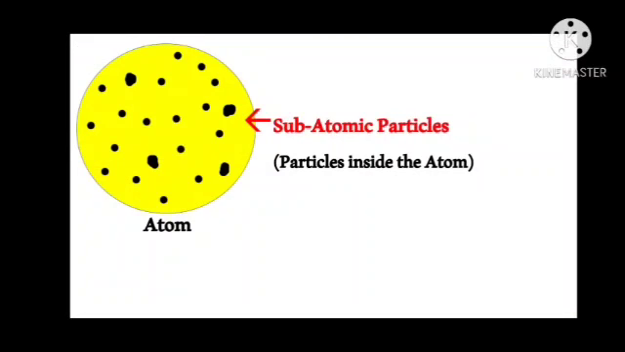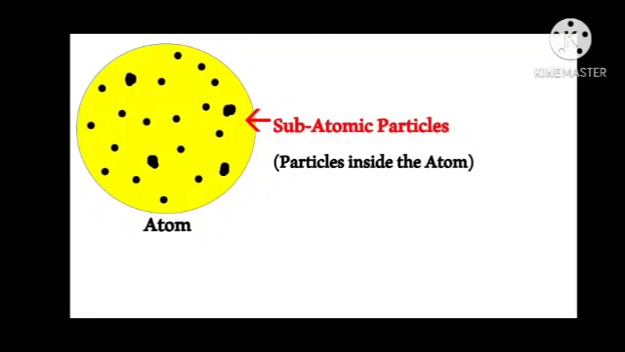Have a look at this picture. Here it is a sphere. That sphere is called the atom, and you can see small dots inside the sphere. Those dots are the particles which are present inside the atom. Those particles are called subatomic particles. So you can say that particles which are present inside the atom are called the subatomic particles.